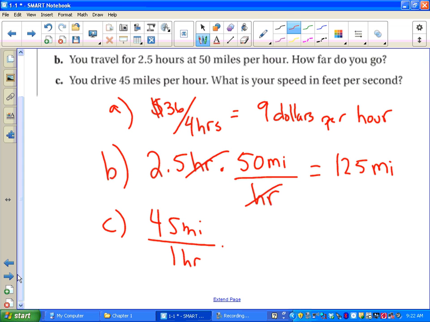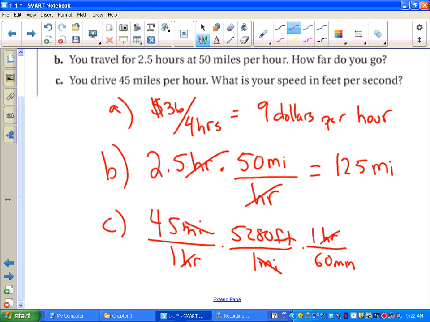So one thing I might do is say, oh, I know that there are 5,280 feet in 1 mile. If you didn't know that, that's okay. I'd give you that information if I was going to test you on it and expect you to know how to use it. Miles are gone now. We got the feet that we need, but that's going to be feet per hour. We need feet per second. So continuing on, how am I going to get my hours to seconds? Well, I know if I want hours on the top, 1 hour has 60 minutes. And now my hour units cancel out.